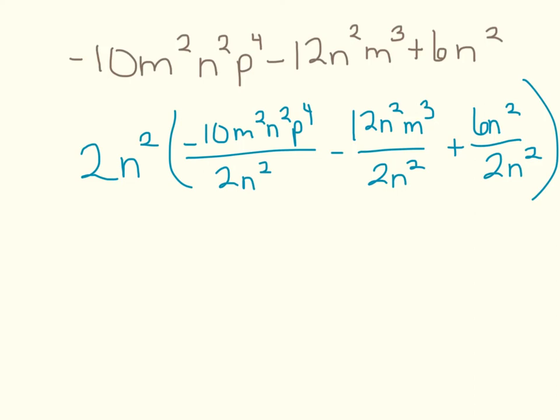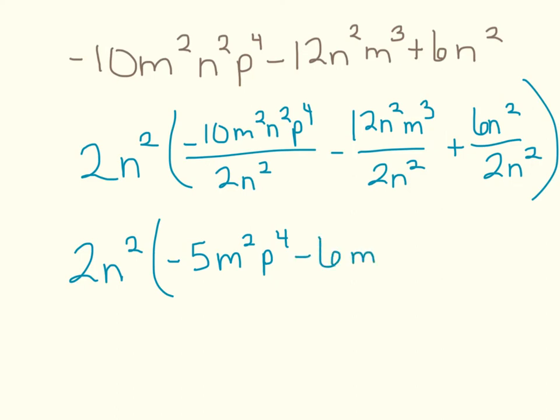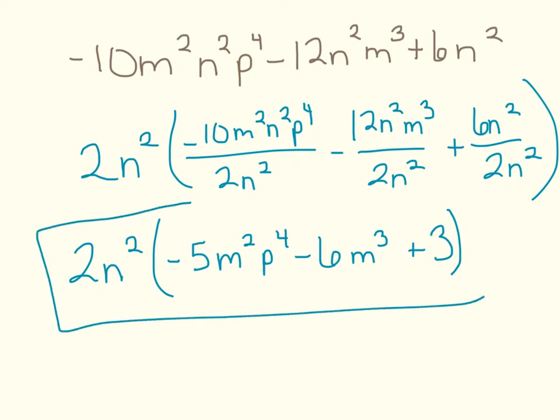Alright, and now let's simplify each of our fractions. So -10 divided by 2 would be -5. M squared, the N squareds cancel, then a P to the 4th. For the next term, negative 12 divided by 2 is negative 6. The N squareds cancel again. You have an M cubed. Then for the last term, 6 divided by 2 is 3. And again, the N squareds cancel. So that's your final answer.